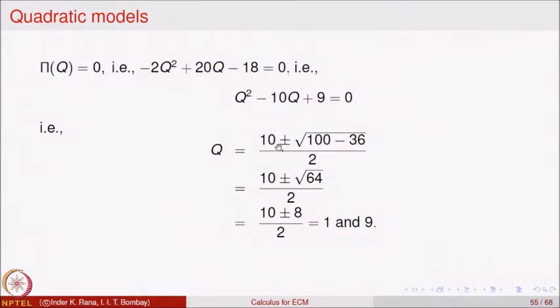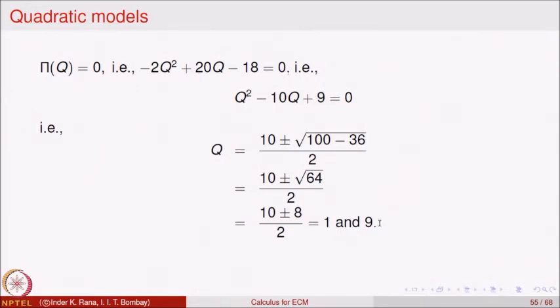When you solve, Q is equal to minus B, B is minus 10, so 10 plus minus square root of B square, 10 square is 100, minus 4AC. So, 9 into 4 into A is 1, so 36. That gives you the value equal to 1 or 9. So, there are two possibilities, that Q is equal to 1 or Q is equal to 9. That means the company will break even when it is producing only 1 unit, or it will break even when it is producing 9 units.